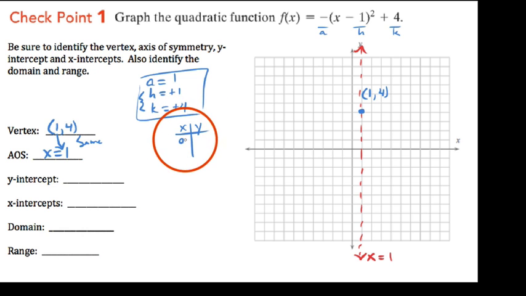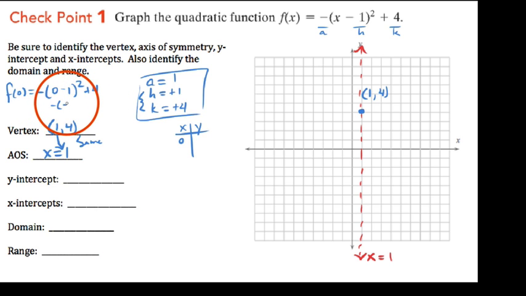So when we say 0 for x, what we get is f of 0. And f of 0 in this case is -(0 - 1)^2 + 4. So when we plug this in, we get -(-1)^2 + 4. So (-1)^2 is a positive 1, but then we get -1 there because of the negative in front. And then -1 plus a positive 4 is a 3.